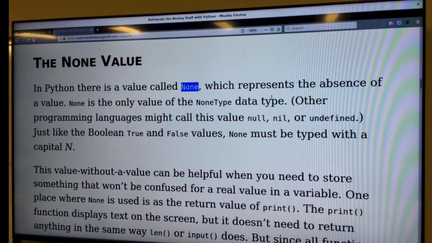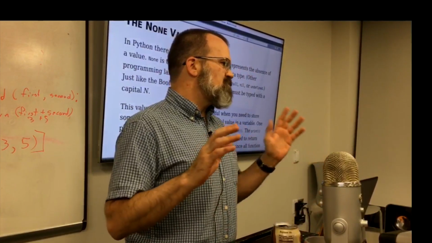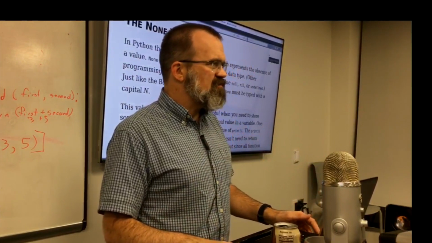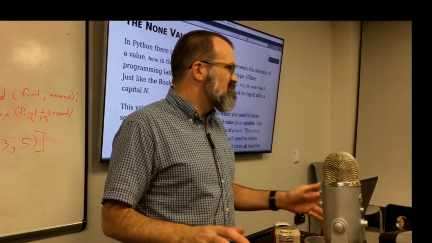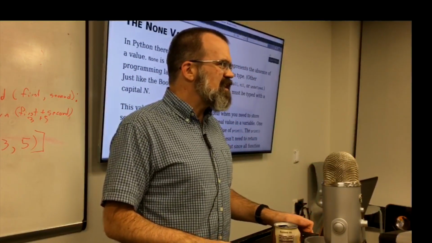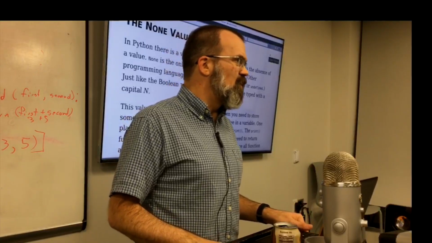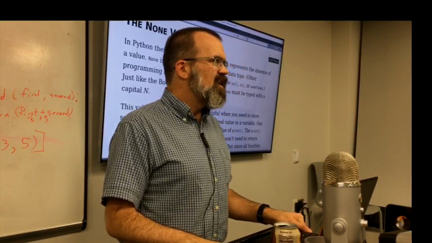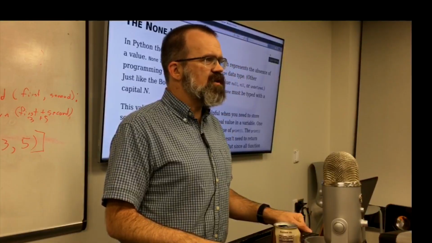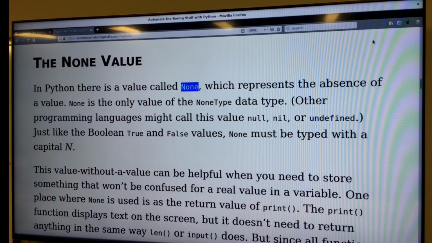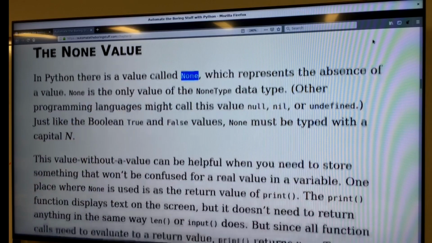All right? So, an array that doesn't have anything stored in it is not exactly the same thing as no array. None is a very distinct value that indicates the absence of something. Okay?